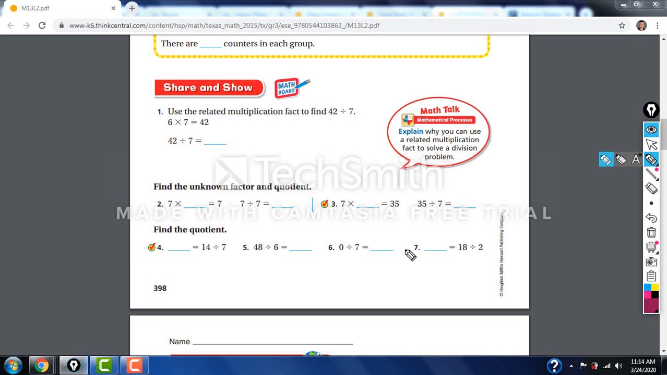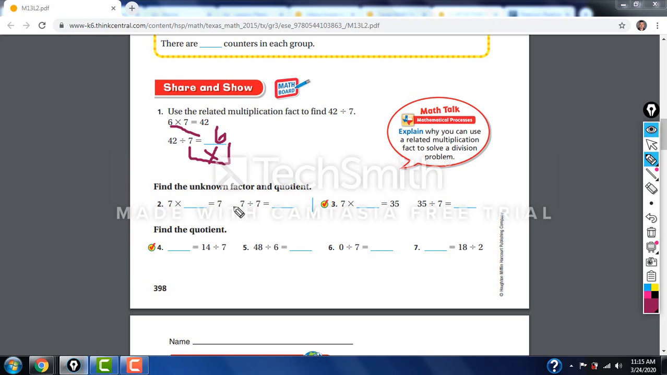Well, we're back. Let's take a look and see how you did. So we're going to use related multiplication facts to find 42 divided by 7. So we know 6 times 7 equals 42. So 42 divided by 7, well, we have that number right there. So that's 6. Okay, and if you look at these two numbers, 7 times 6 equals 42.